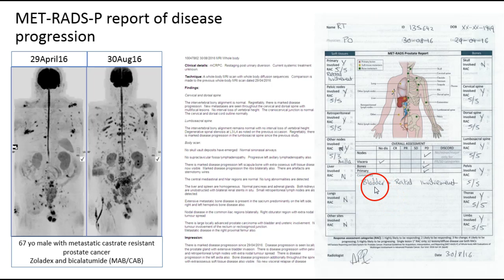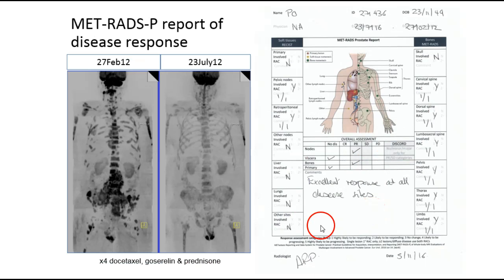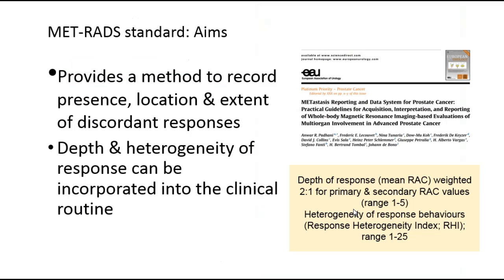And in this area here, you can write bladder and rectal involvement and give a summary of what you think is happening in the nodes, in the viscera, in bones, and at the primary site. Here's the same patient who was responding to therapy, and again you have to say whether there is or is not disease there. So in the lumbar spine there's still disease visible, and you saw that on the T1 and the T2 sequence, but the majority of the lesions are responding, and this is 1-1, and you can write in here an excellent response to treatment at all disease sites.